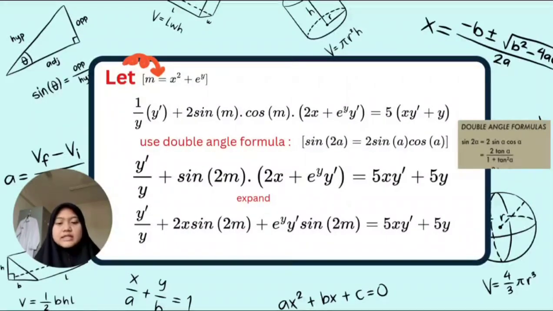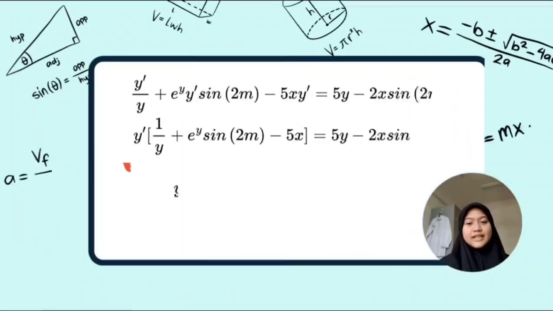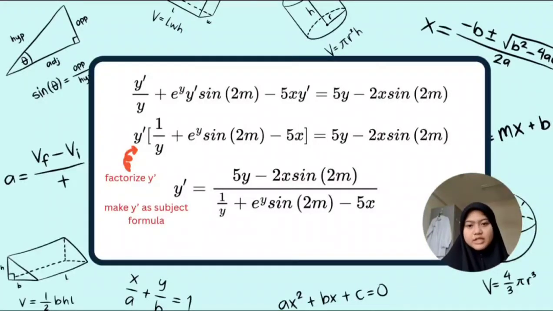The next equation we get is after we expand part B. So we will get y prime over y plus 2x sin 2m plus e to the power of y y prime sin 2m equal to 5x y prime plus 5y. After that, we will rearrange the equation and let all the terms that have y prime on the left side of the equation and all the terms that have no y prime on the right side.